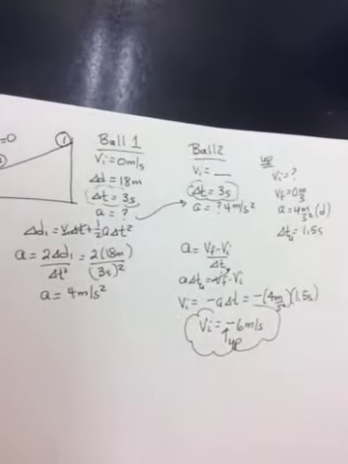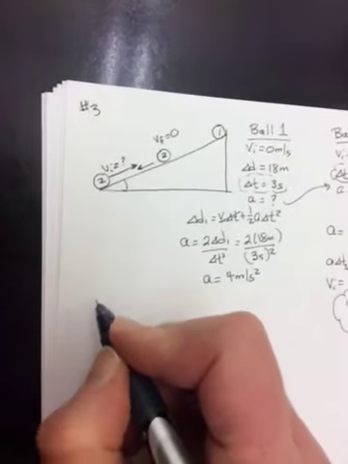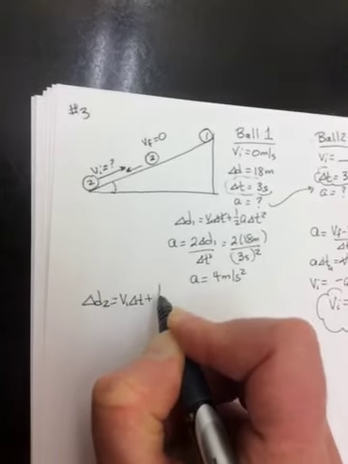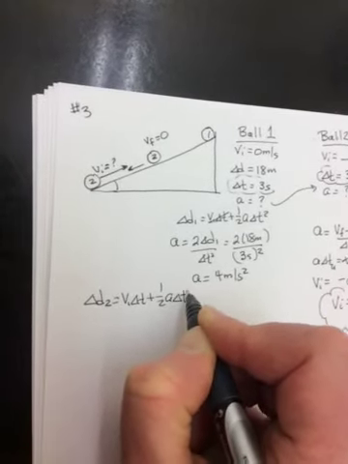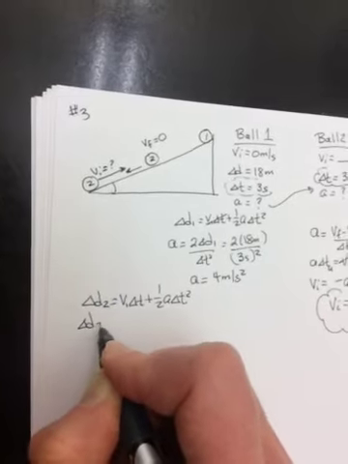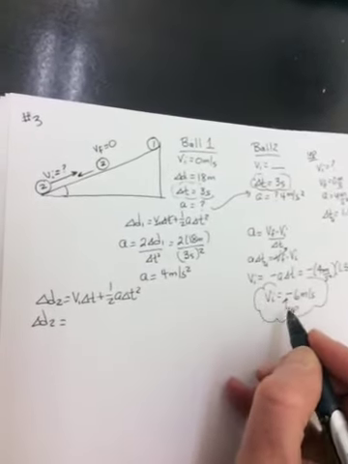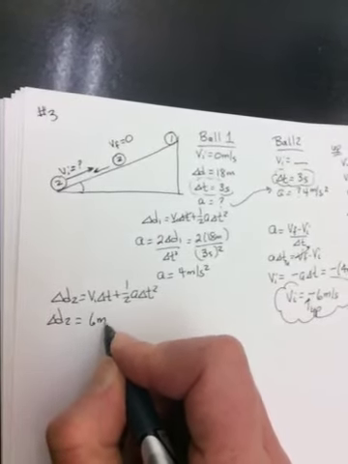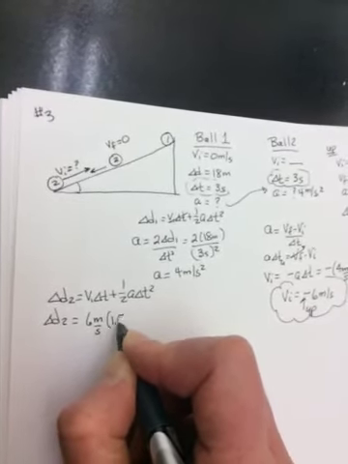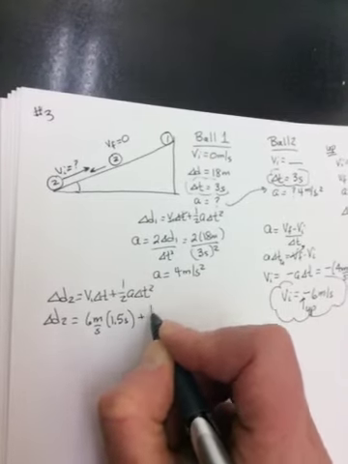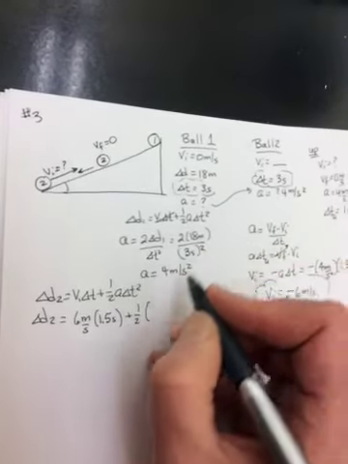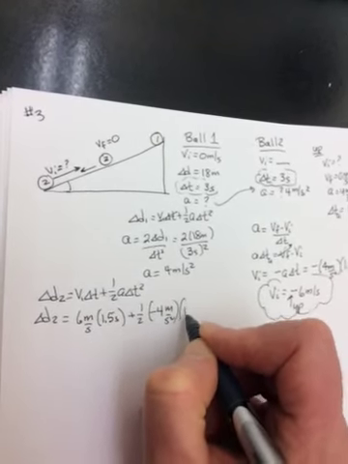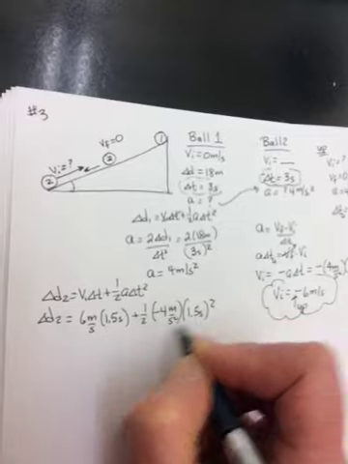Part 3, how far up the incline did it go? So now you're looking for delta D2, and it'll be VI delta T plus 1/2 A delta T squared. Do you want to call up positive now? Should we switch? If we did, this will be 6 meters per second. It was going up for 1.5 seconds, plus 1/2, negative, because that's down, 4 meters per second squared, 1.5 seconds squared.